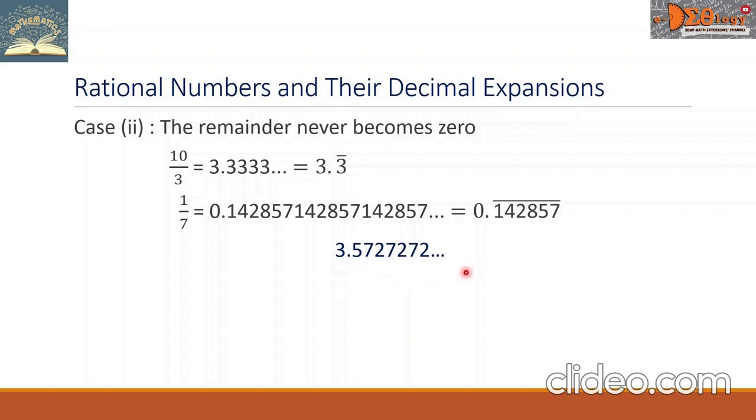When we have another example, say 3.572727272 and so on, in this example, only the block, or the digits 7-2, repeat. So we write here 3.5 with a bar on the block 7-2.